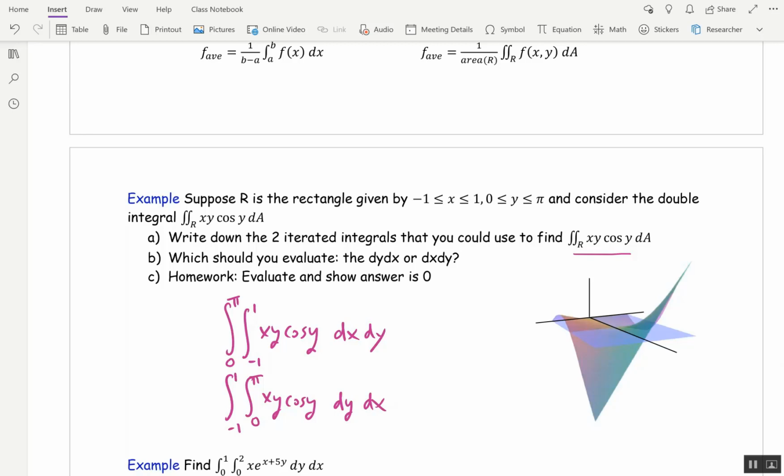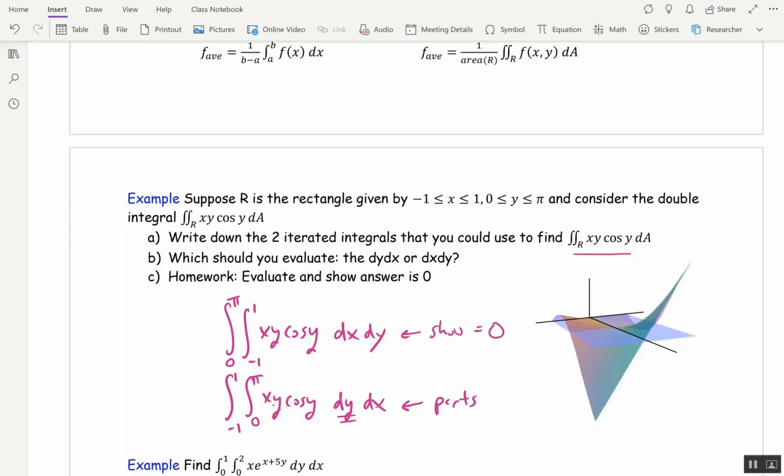So Fubini's theorem tells us these are going to be equal, but sometimes one integration is going to be easier than the other. If I had to do this, I would not do the second one, because if I do y first, to integrate y cos y, that's going to be integration by parts. Whereas if I go x first, integrating x is easy. It's just going to be 1/2 x squared, and then something good's going to happen. So you're going to do this for homework. You're going to show that this is actually equal to 0 when you do the integral.